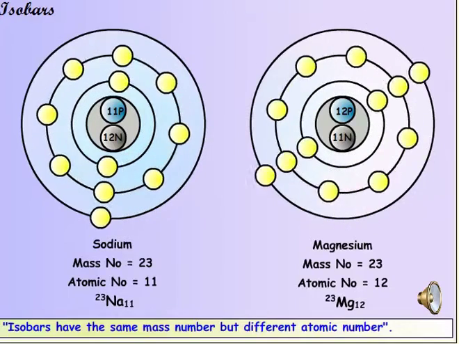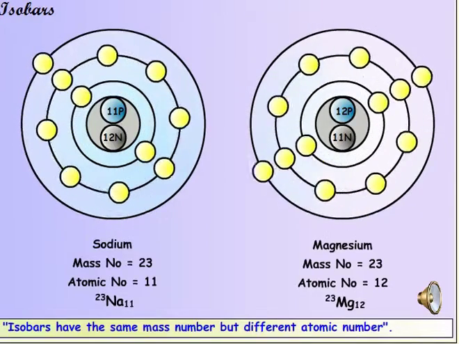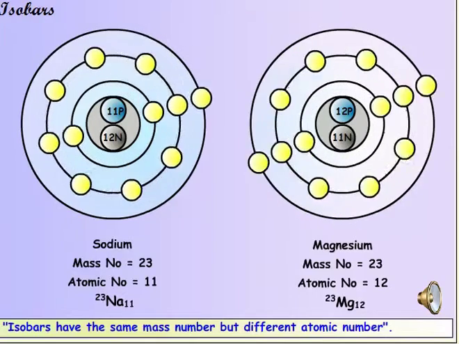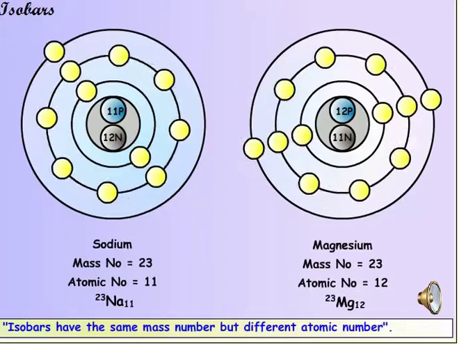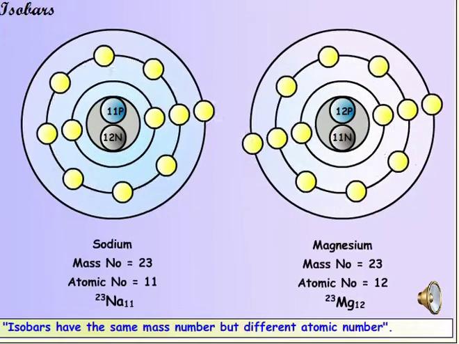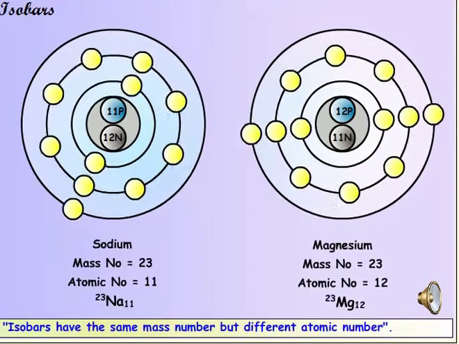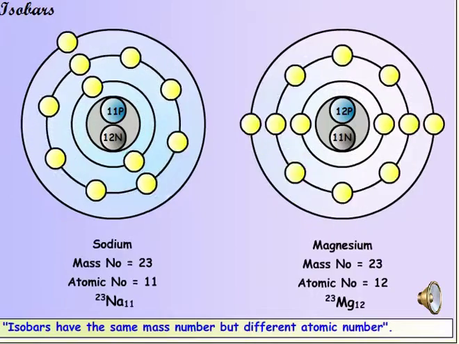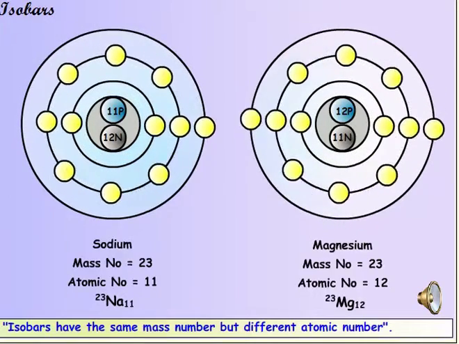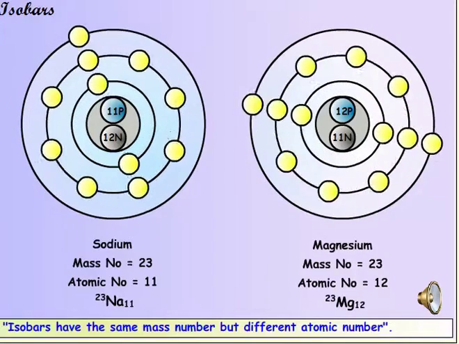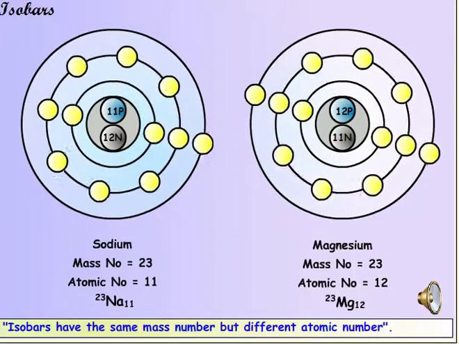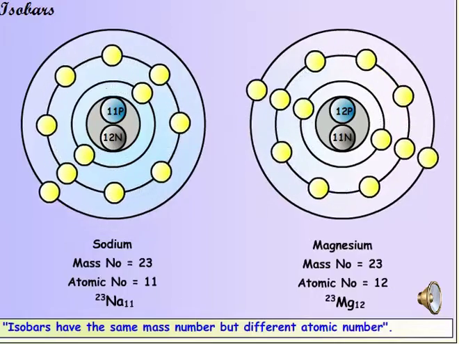Take the case of sodium and magnesium. They have the same mass number, but different atomic numbers. So, the number of protons that they contain are different, but the sum of the protons and neutrons are identical. Isobars have the same mass number, but different atomic numbers.